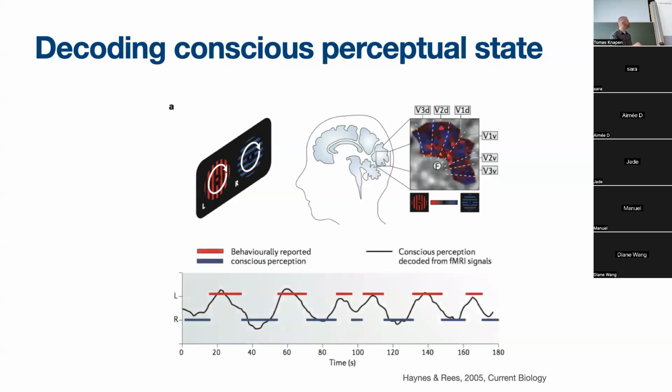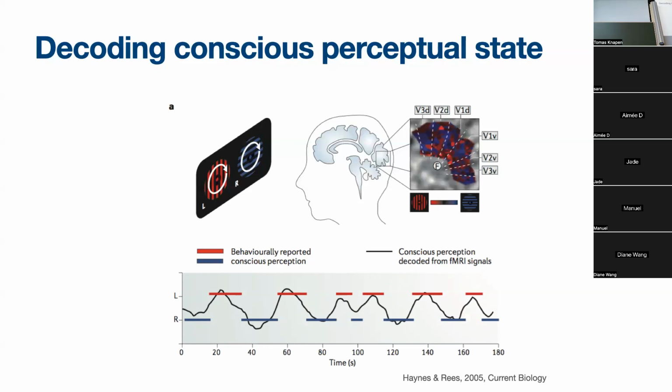So if you have a specific pattern of red and blue voxels here that respond more to the left or the right eye, you can have people then report this back and forth between the left and right eye's image, right? So the people will be reporting like, I'm seeing blue, I'm seeing red, I'm seeing blue, I'm seeing red. And what these researchers then did is take the pattern of activation from V1 for every TR, and then train a classifier to decode what people were seeing, right?